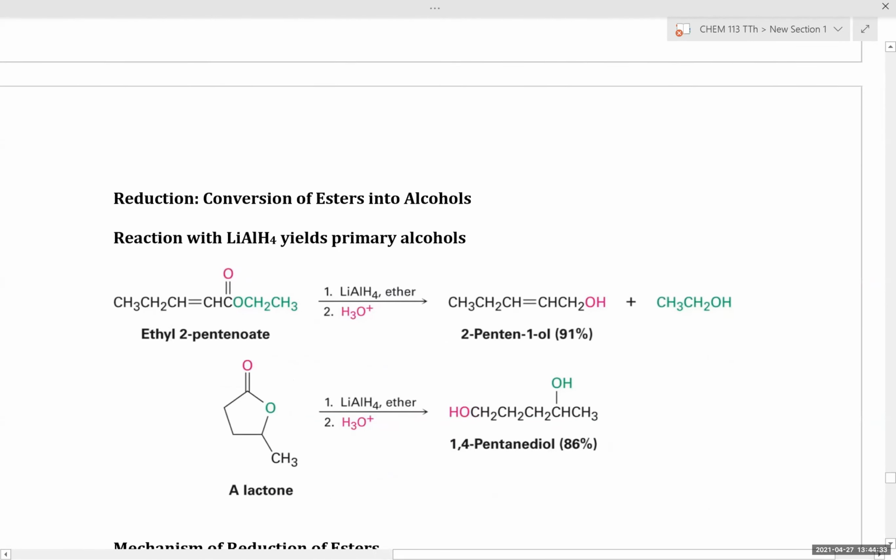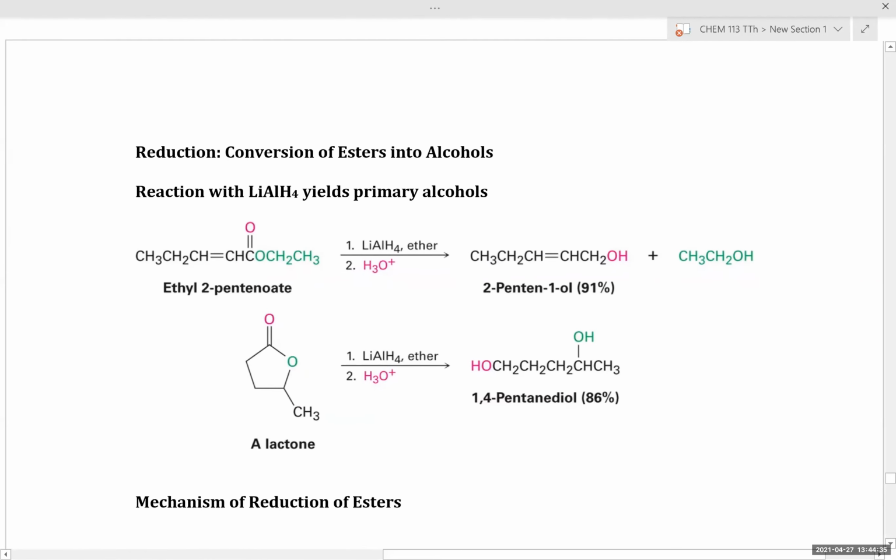Okay, so let's talk about another reaction of esters. We can convert esters into alcohols via reduction with lithium aluminum hydride. Remember, lithium aluminum hydride is selective for carbonyl functionalities, and it's quite a useful method to reduce carbonyls into their parent alcohols.